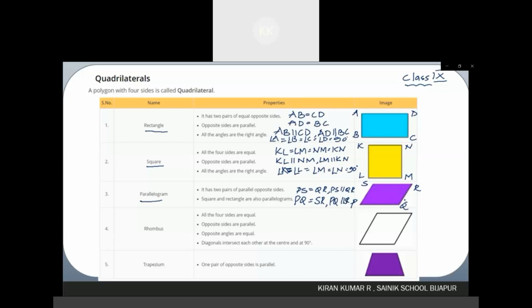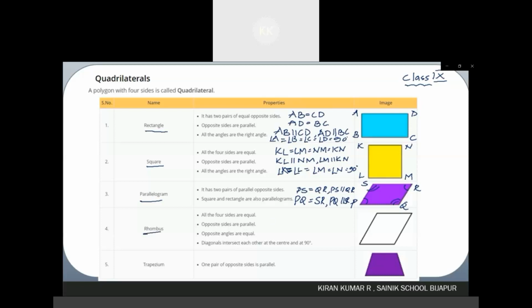Look at the angles here. These angles, they are not equal. In higher class you will learn that opposite angles will be equal. Angle P will be equal to angle R. Angle S will be equal to angle Q.